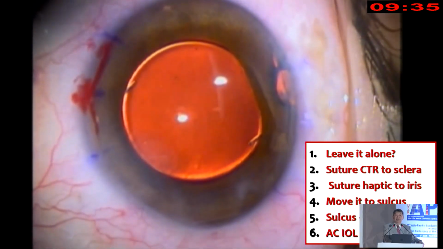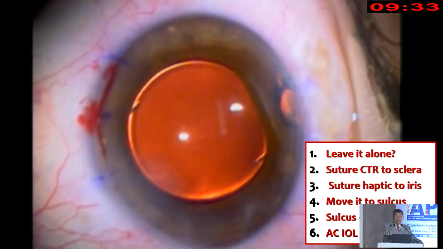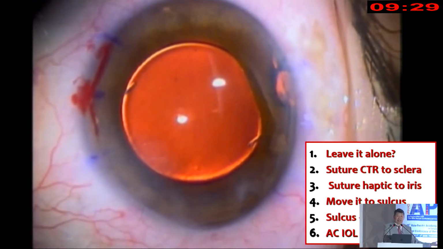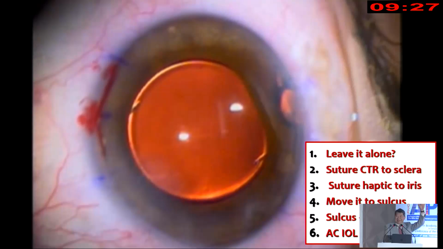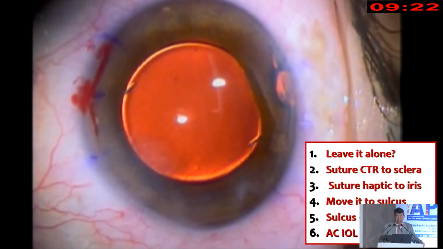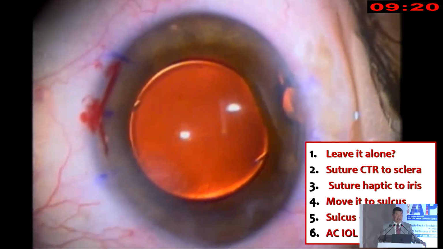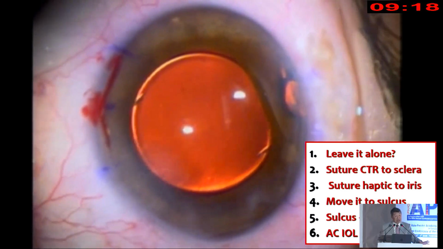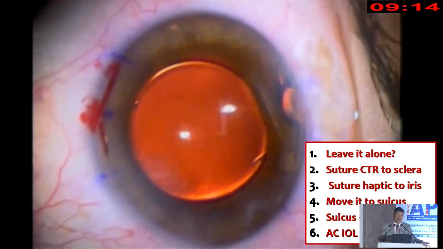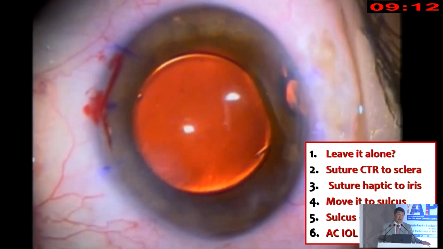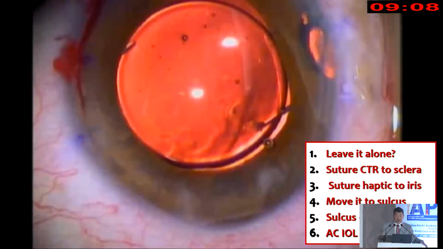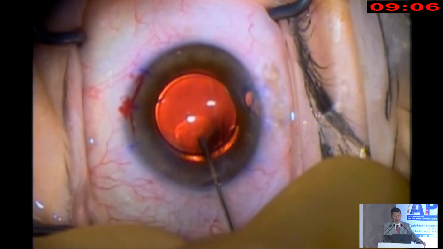How many would move it to the sulcus? Five people. That means everyone else would take everything out and put an AC lens in, right? Because everyone else didn't vote. All right. So I am at a loss, and I'm thinking, God, it'd be nice to leave this alone. But if I saw this patient 5 years later and they said their vision had changed, and I see this type of pseudophacodenesis, I just know it's a matter of time before it's going to shake completely loose. So I'm going to move it to the sulcus.